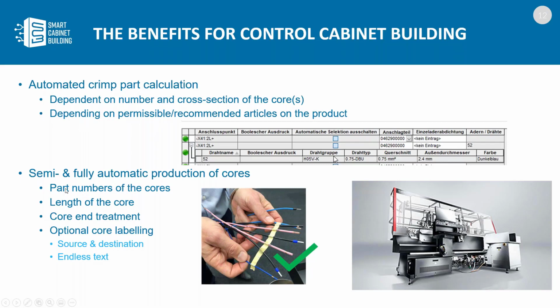And for the length, you just need the part numbers of the cores and the cross section, and the length is coming from E3. The core end treatment we see is defined, and if you also have the optional labeling, it's done automatically by E3. You don't have to care about it. Product data necessary for summary: crimp parts and cross sections.